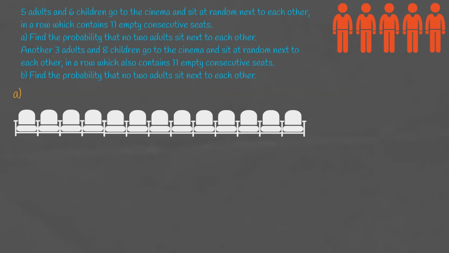So in the next question, we have 5 adults and 6 children at the cinema. Now they sit at random next to each other, and we want the probability that no 2 adults sit next to each other. So we need to find out how many arrangements there are where the adults don't sit next to each other. To do this, first we're going to place all the children in the seats with a space in between each one, and the adults can sit in any of the red spaces.